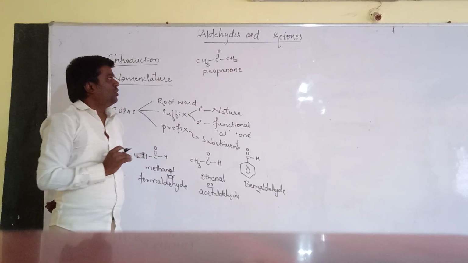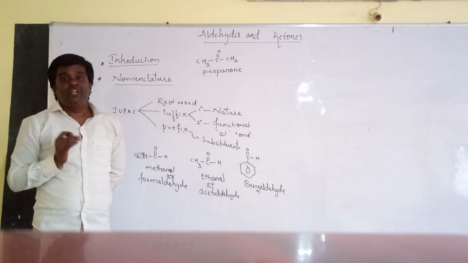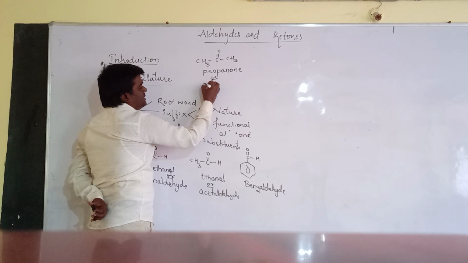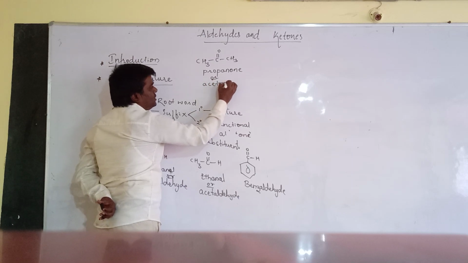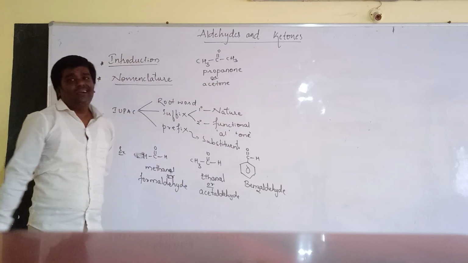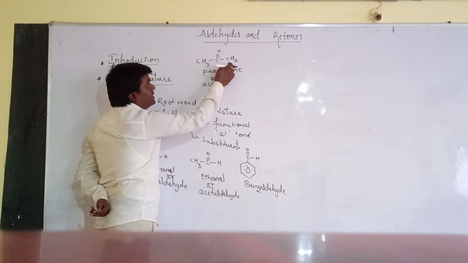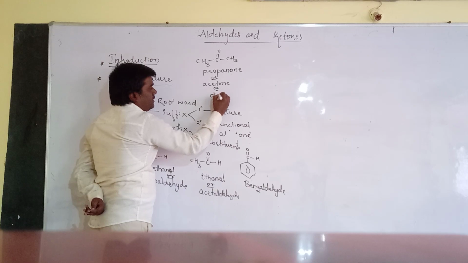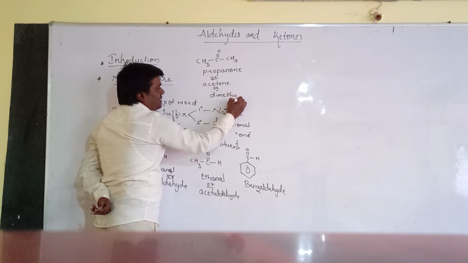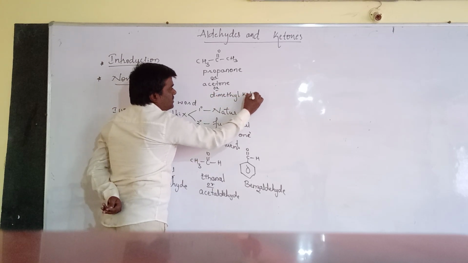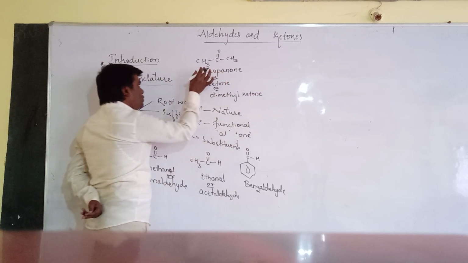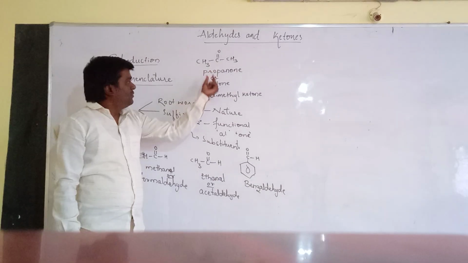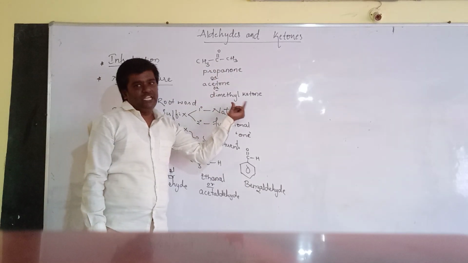The IUPAC name of the compound is propanone, and the common name is acetone. It is also known as dimethyl ketone. On either side of the ketonic functional group, both the groups are methyl groups, therefore it is known as dimethyl ketone.